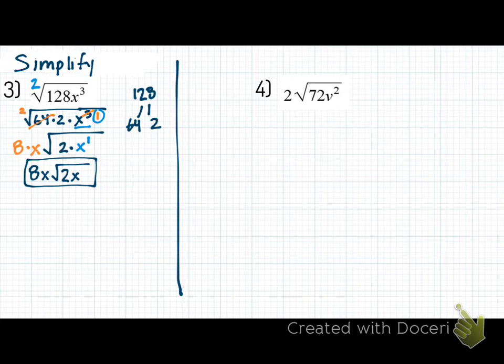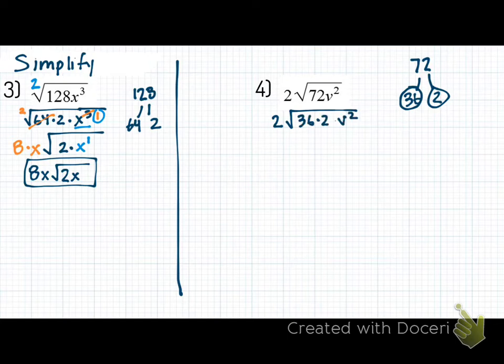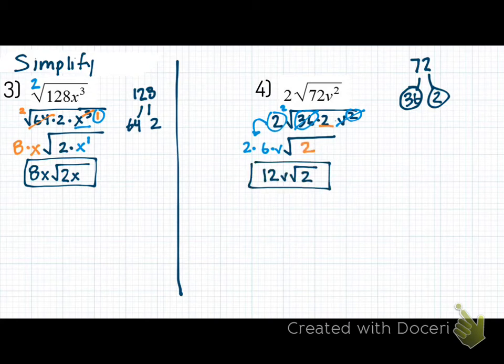Okay, so what I would have done first is I would have done a factor tree. Okay, I know that 72 is like saying 36 times 2. I'm rewriting this with my new factors. Okay, and I know it's a square root because there's no number in that index, so we're looking for 2 of the same number. Square root of 36 is 6. Square root of v squared is v. Don't forget that 2. Bring that down, right? Square root of 2 is left, right? Write it neatly. It's 12v square root of 2.